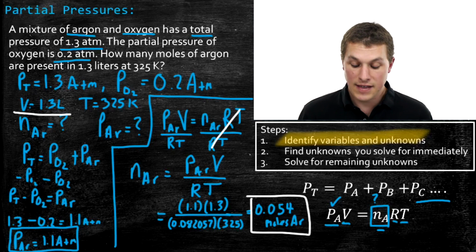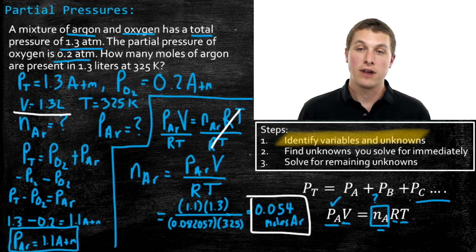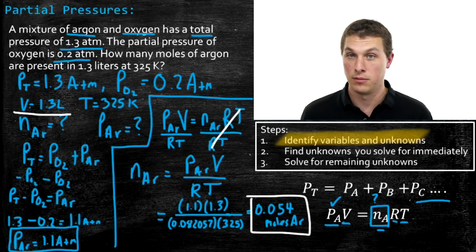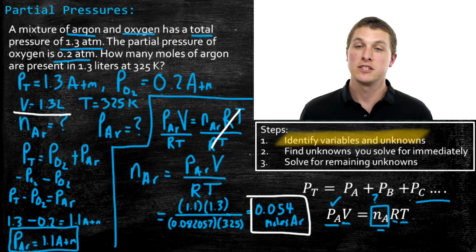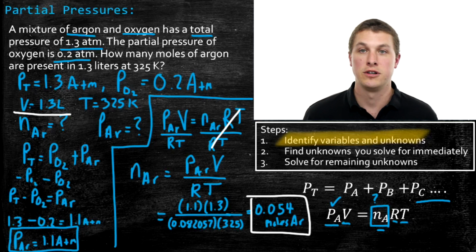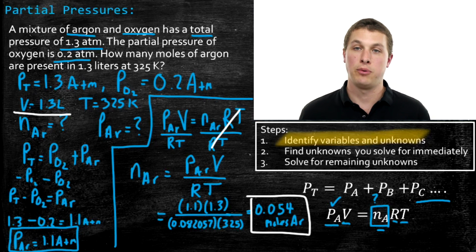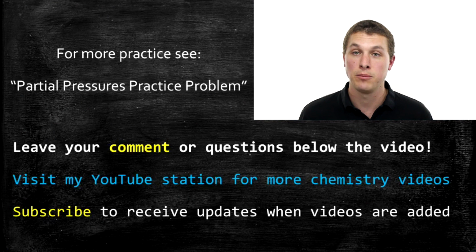Another point to make is that it's really common to ask for mass instead of moles. But remember, if you're ever asked for the mass of argon instead of the moles of argon, it's just one more step. Just make sure when you're reading the problem, you always read mass and moles as sort of interchangeable. It's very easy to go between mass and moles. So that's one example of a partial pressure problem. As you can see, they can be pretty lengthy.